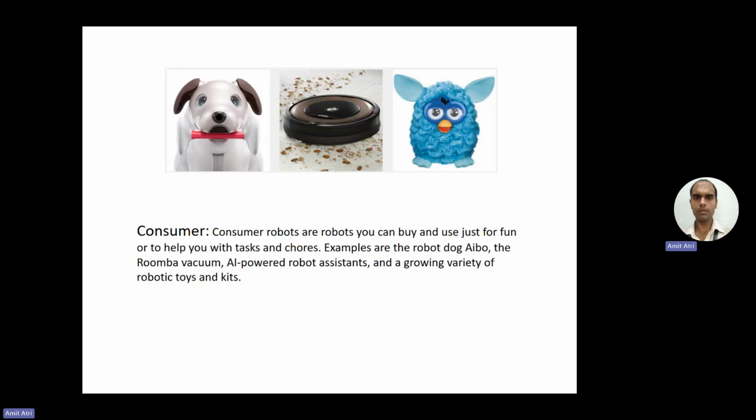So next is the consumer robot. These include toy robots, robotic kits, artificial intelligence powered robot assistants, and robot pets as well. Okay, so the consumer robots are the robots which you can buy and use for fun or to help you with some tasks and chores. The images here show the pet robot and toy robot.